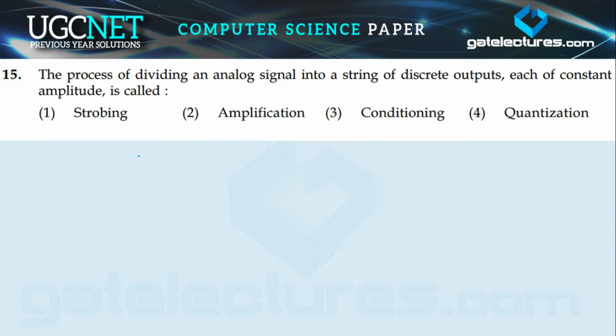Okay, now question number 15. The process of dividing an analog signal into a string of discrete outputs, each of constant amplitude, is called strobing, amplification, conditioning or quantization.